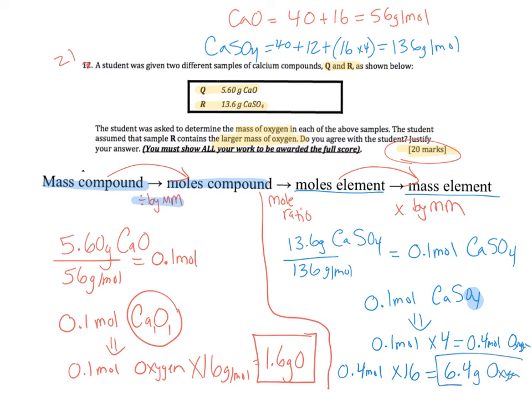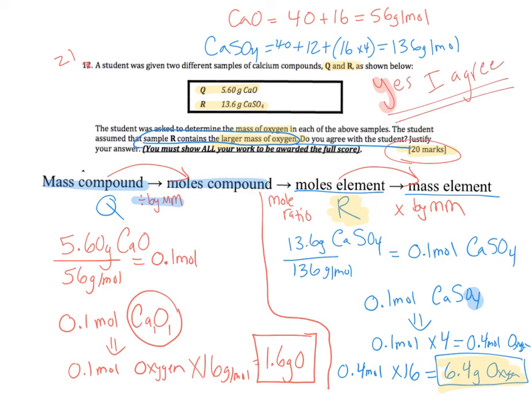All right, I'm not finished. Okay, pay attention to the question. It says, do you agree with the student? What do you think? The student, he thinks that R contains more oxygen. Is that what you got? This is Q, this is R. Which one has more oxygen? Do you see? Sample R is on this side. It has 6.4 grams oxygen. So is the student correct? So you would say yes. You must say yes, I agree. Okay, this statement alone is worth many marks. You have to say, yes, I agree. All right, good luck.